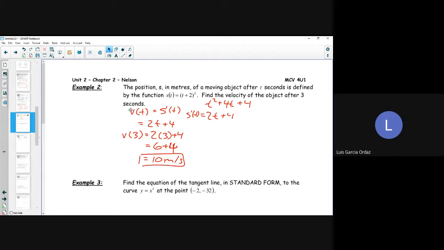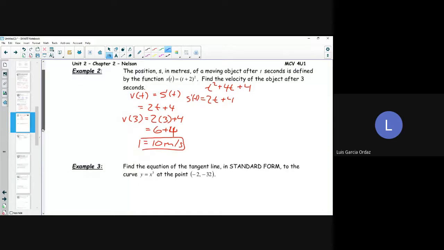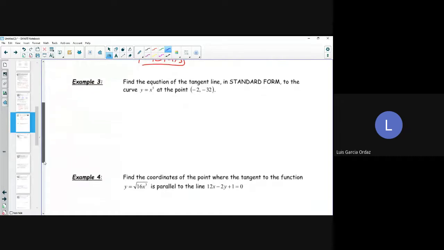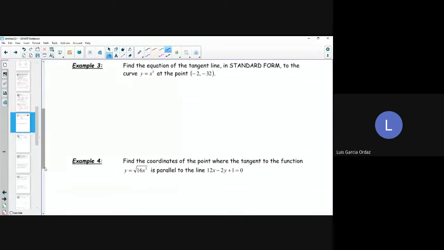And example 3 on this lesson is going to really help you guys check your answer for those curve questions. What is the rate of change, or what is the slope of the tangent at this point? So example 3, we have: find the equation of the tangent line in standard form to the curve y is equal to x to the 5 at the point -2, -32.